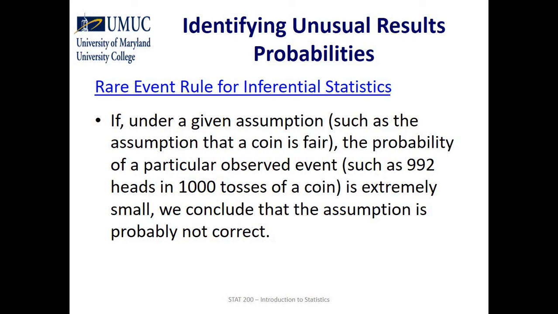So look at the case here. Let's assume that a coin is fair. Then we come out and observe 992 heads in 1,000 tosses of the coin. The probability of getting that is extremely small. So therefore, our assumption that we have a fair coin is probably not correct. Okay, there's probably something loaded about the coin.